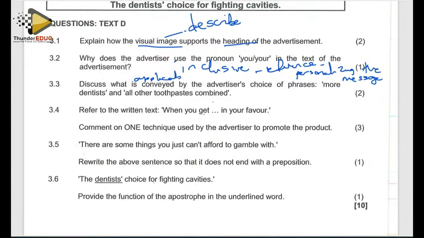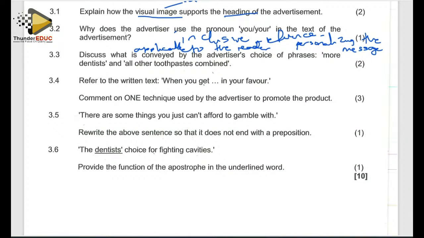Applicable to the reader as well. So those are the things that we are referring to in including the reader into the advert. So relevant to the reader because it's also incorporating the reader into the advertisement. So that's a personalization or a personalizing technique that they use, an inclusive technique to make you part of the advertisement. Discuss what is conveyed by the advertiser's choice of phrases, more dentists and all toothpaste combined.